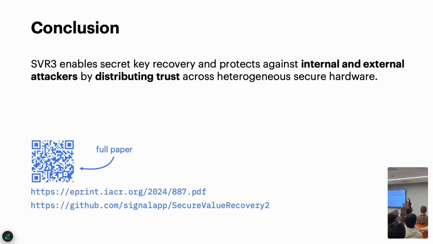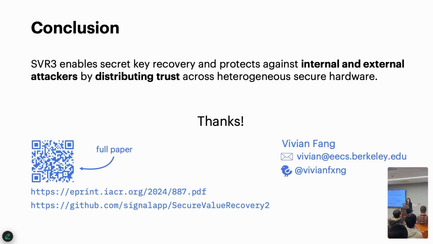Okay, cool. So in conclusion, SVR3 enables secret key recovery and protects against internal and external attackers by distributing trust across heterogeneous secure hardware. There's a QR code for the full paper. We have a GitHub repo if you want to look at the implementation or the TLA Plus specification. And yeah, thanks. I'm happy to take questions.